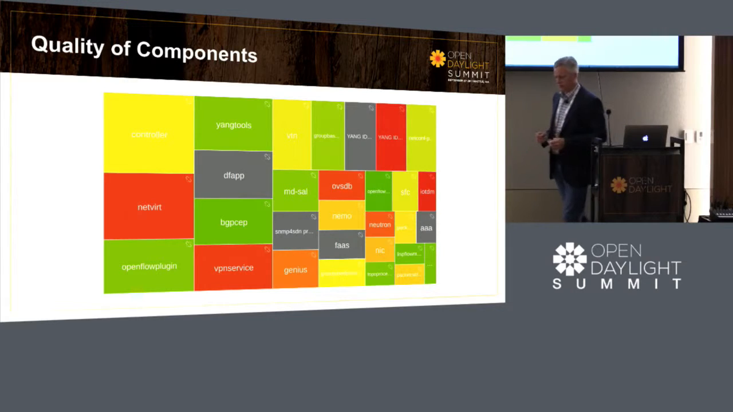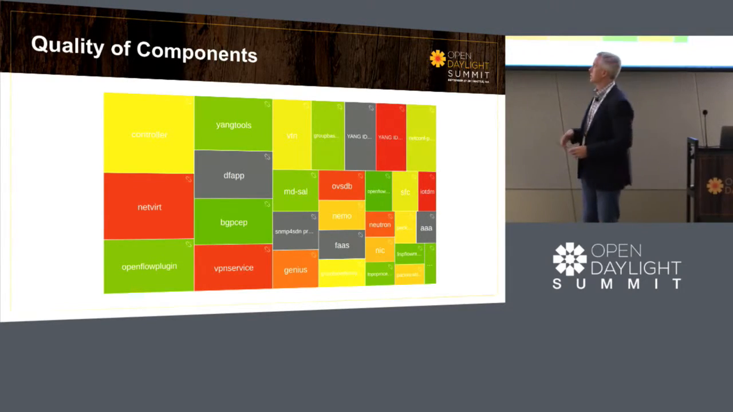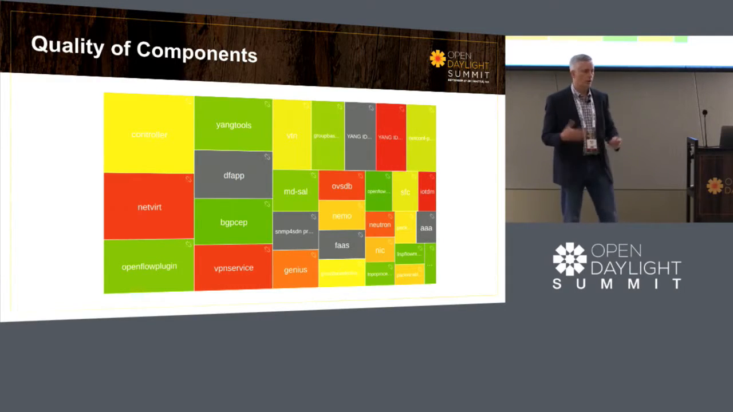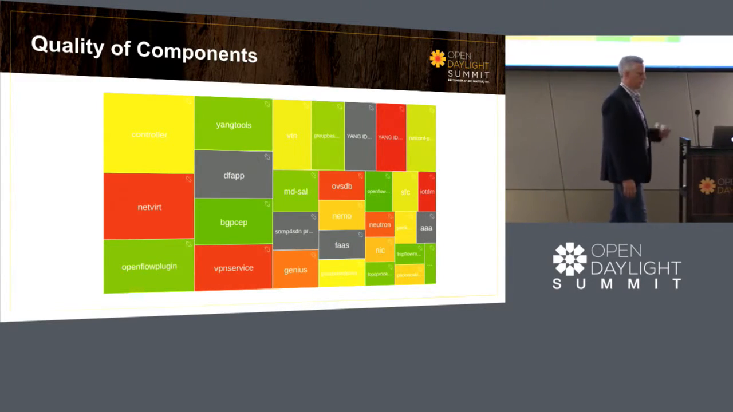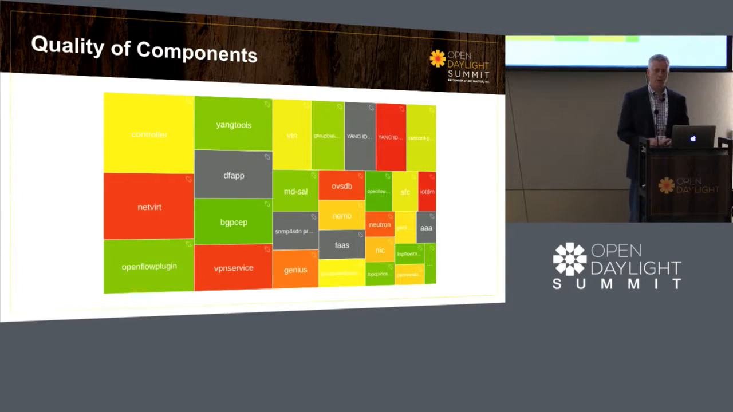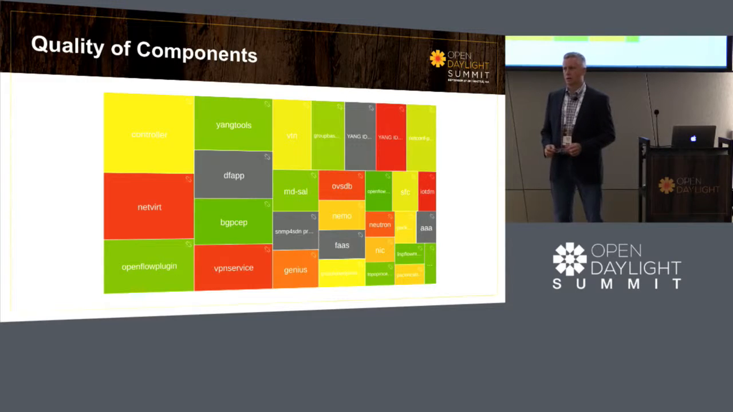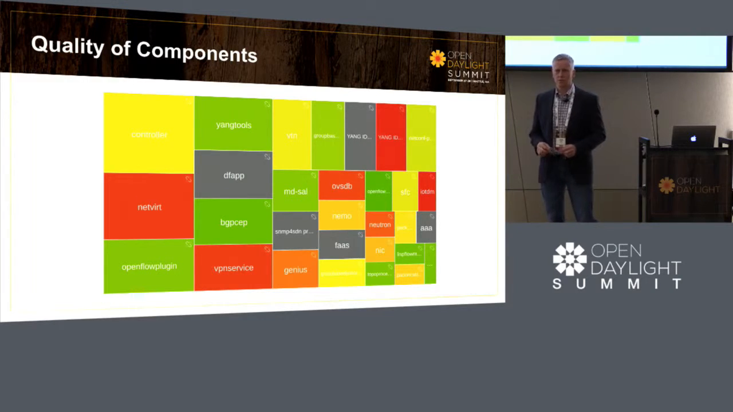The other factor, other than size and complexity, is the quality of the components. There are quite a number of components with quite a bit of code. If you look at it from a Sonar perspective and code coverage, how many people have gone to sonar.opendaylight.org and checked it out? This is right from there. You can drill down on each one of these modules and see what the code coverage is.